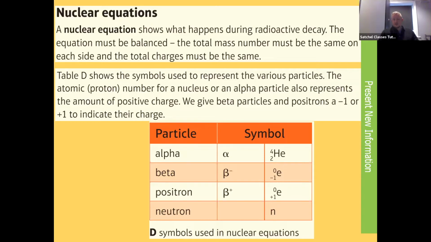So as you can see here, alpha, symbol α or 4/2 He, because as we've encountered earlier, it's a helium nucleus. Beta minus, we use the symbol e for electron, and it has a mass of 0, so it's 0 on the top, and a charge of -1, so -1 on the bottom. Positron, beta plus. We use the symbol e because it's the antimatter version of an electron, with a mass number of 0 and a charge of +1 on the bottom. Neutron, its symbol is n, and we can use a mass number of 1 and a charge of 0 on the bottom, which isn't clear there, but we can do it that way too.